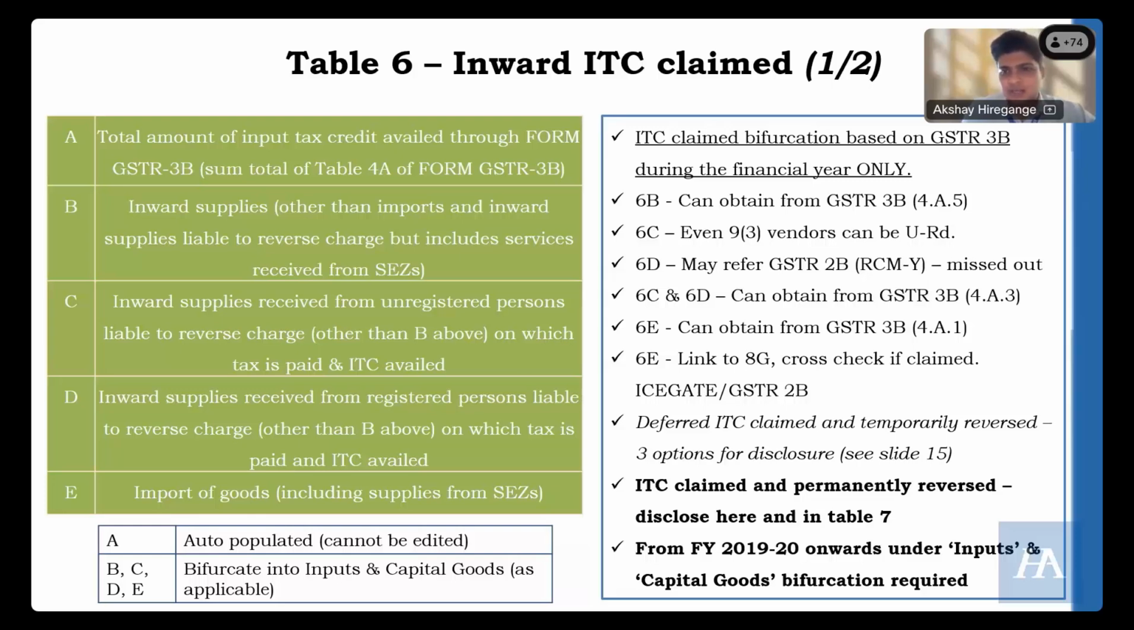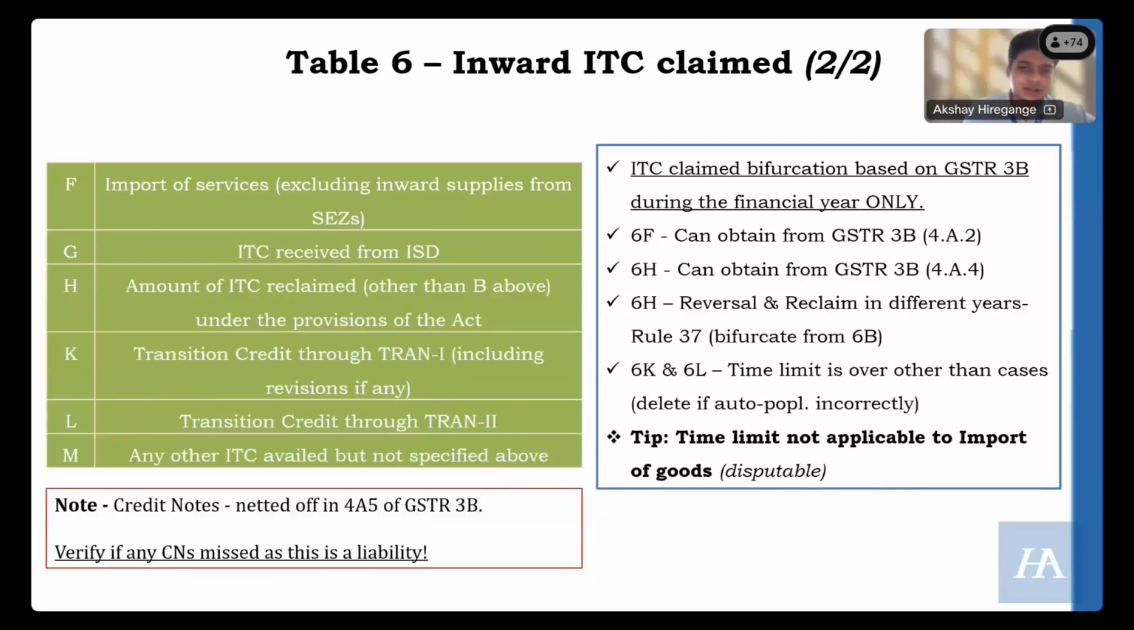Majority of this data, you can take the GSTR 3B as your source, because you cannot show credit claim for the first time in table 6, because it can be claimed only through GSTR 3B. But when we come to table 7, you can show ITC reversal in the GSTR 9 for the first time, because it is a liability.